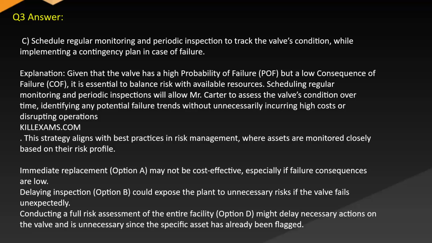This strategy aligns with best practices in risk management, where assets are monitored closely based on their risk profile. Immediate replacement, option A, may not be cost-effective, especially if failure consequences are low. Delaying inspection, option B, could expose the plant to unnecessary risks if the valve fails unexpectedly. Conducting a full risk assessment of the entire facility, option D, might delay necessary actions on the valve and is unnecessary since the specific asset has already been flagged.